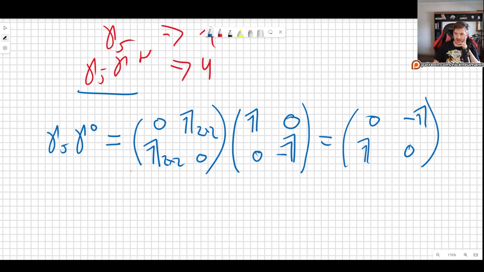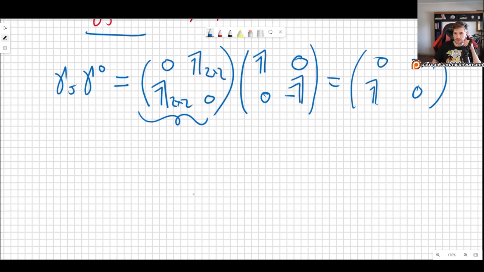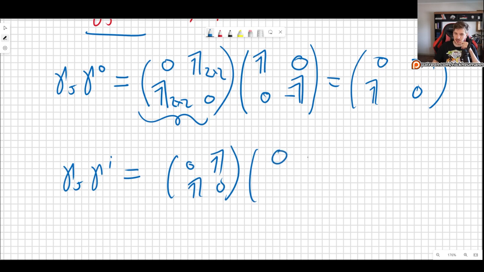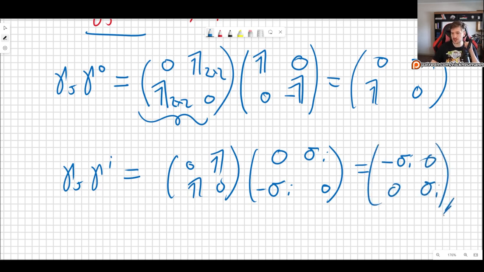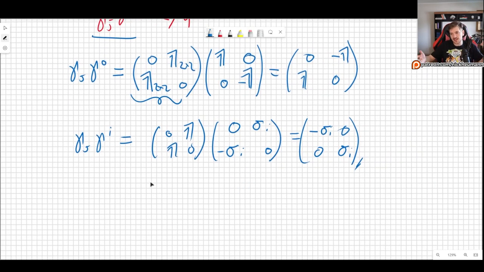Okay, so this is what gamma 5, gamma 0 looks like. And you can see, of course, that it is not linearly dependent on gamma 5. It looks kind of the same, but it has a minus sign that the other one does not. And then we can go for the gamma 5, gamma i's, for example, which are going to be 0, unity, unity, 0, times the gamma i's that we defined as 0, sigma i, minus sigma i, 0. And multiplying through, we get 0, 0, 0. Here we get minus sigma i, 0, 0 here in the diagonals, and sigma i down there. Okay, so that is the explicit form of these matrices in case that you ever need to use them.